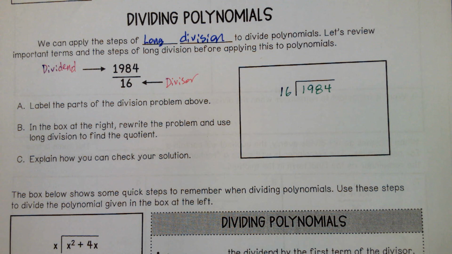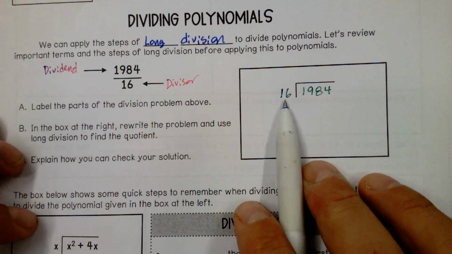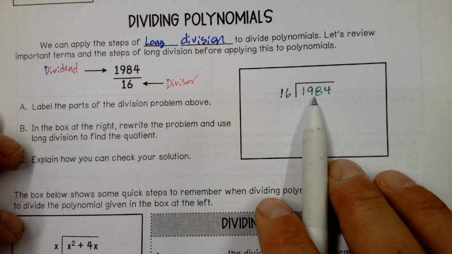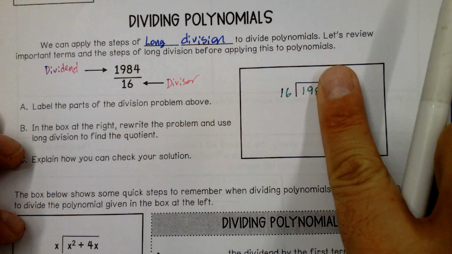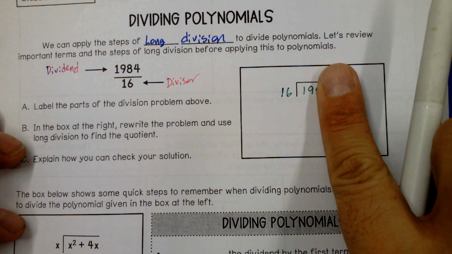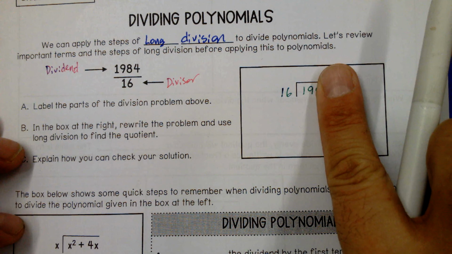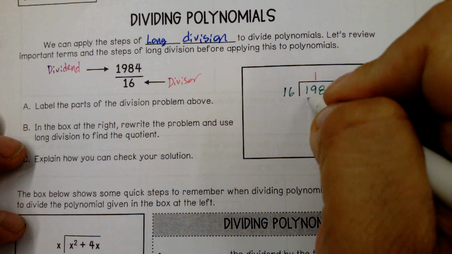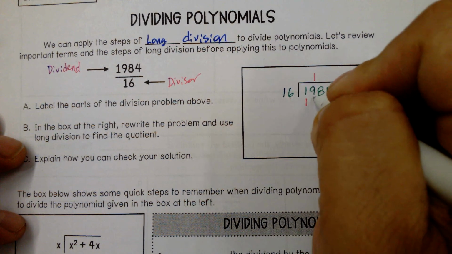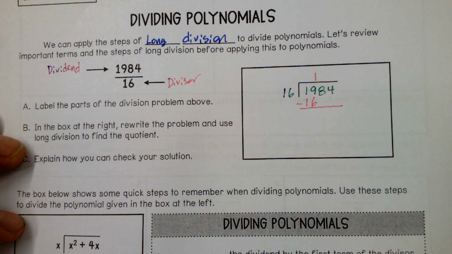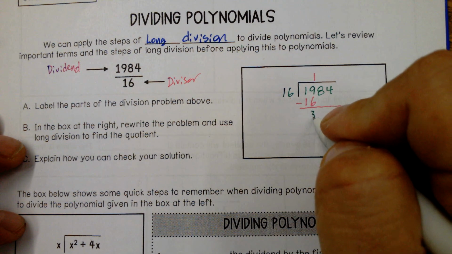Now let's kind of recall how does this work? Does anyone recall? The first two digits. Yeah. So let's look at those first two digits. Does 16 go into 19? Once. Okay. So that would be 1 times 16 is 16. And that would be 3.